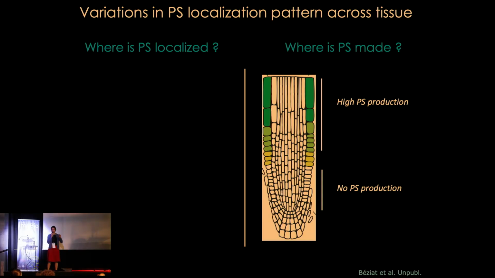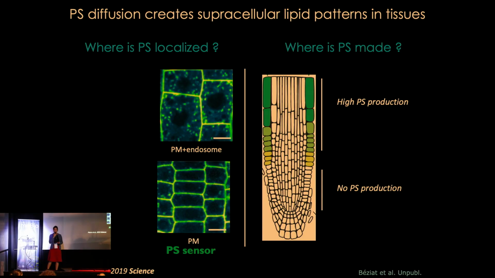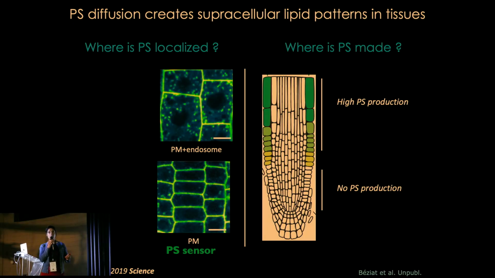If you see how this translates into the pattern of localization of the PS sensor, so where PS is going to be localized within the cell, we see different localization. We see endosome and plasma membrane where PS is produced, and mainly plasma membrane where PS is not produced.